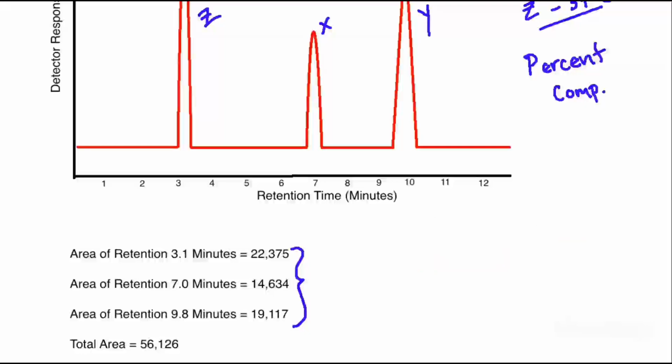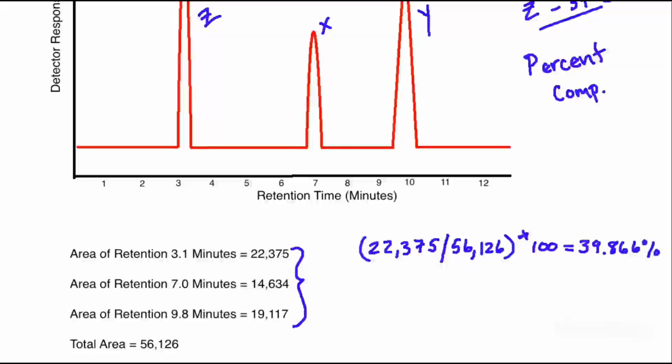For the retention peak at 3.1 minutes, we would need to take 22,375 and divide that by 56,126. Multiply that by 100. And if you do that, you should end up with 39.866%, and I'm taking it out to 3 decimal places for significant figures. Now, based on this, you should be able to figure out the other two as you move along here.